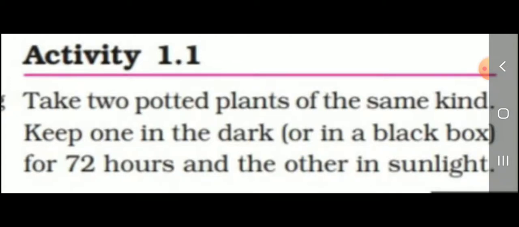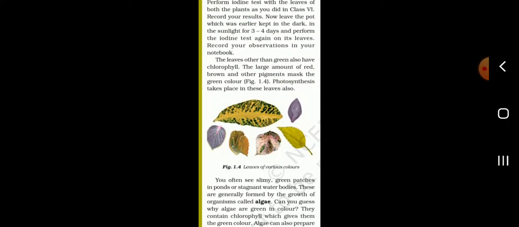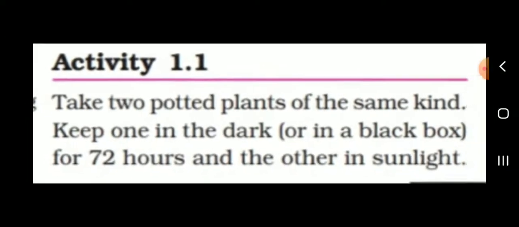Activity. Take two potted plants of the same kind. Keep one in the dark or in a black box for 72 hours, the other in sunlight. All students, do this activity. One in the dark, the other in sunlight for 72 hours.